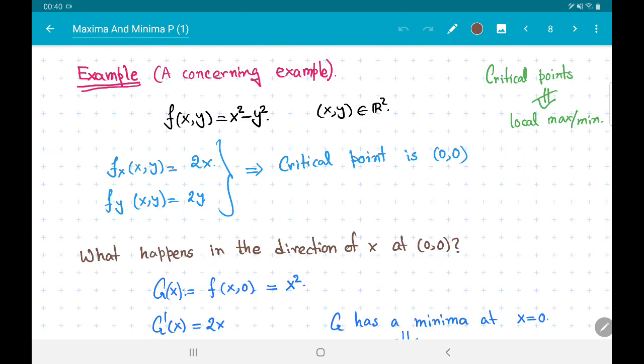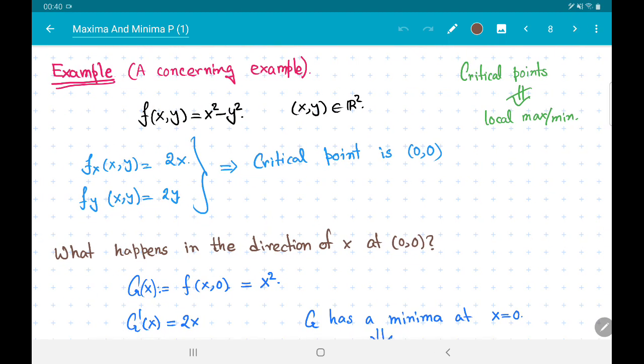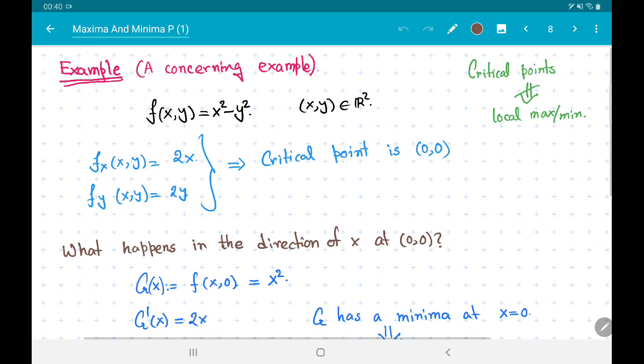Here is a rather concerning example which will serve to illustrate that critical points do not guarantee that the function we are considering has either a local maxima or a local minima.